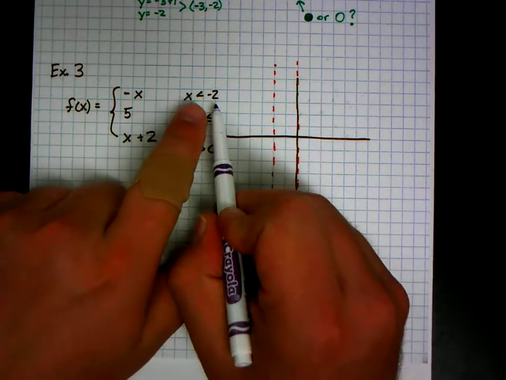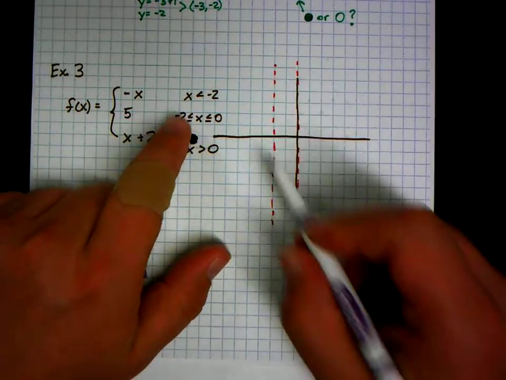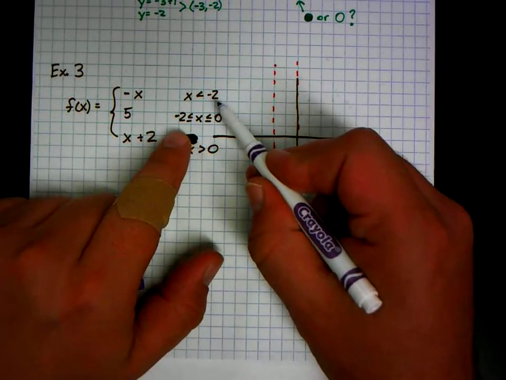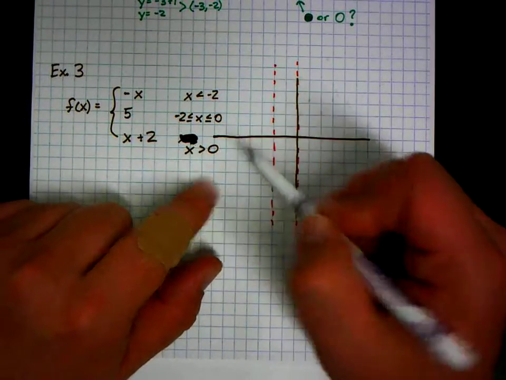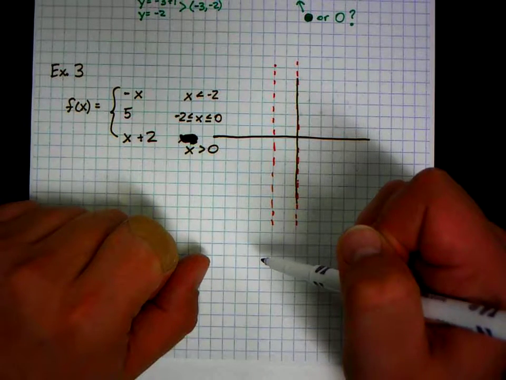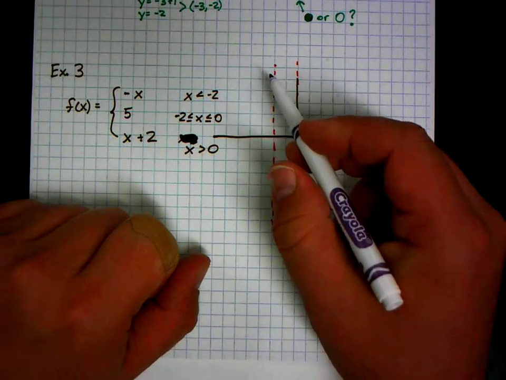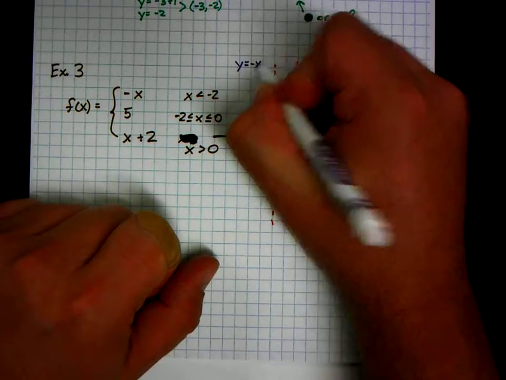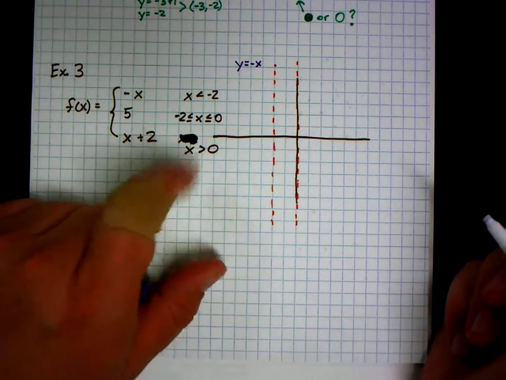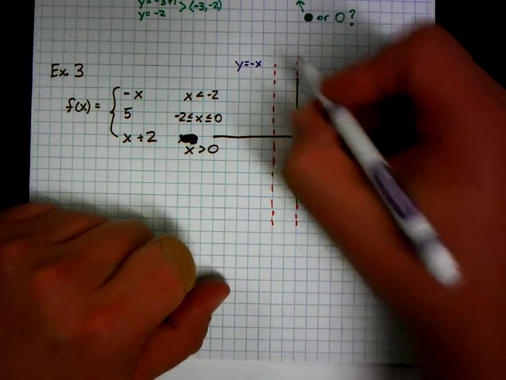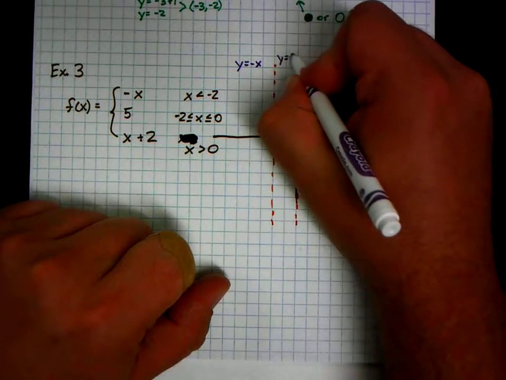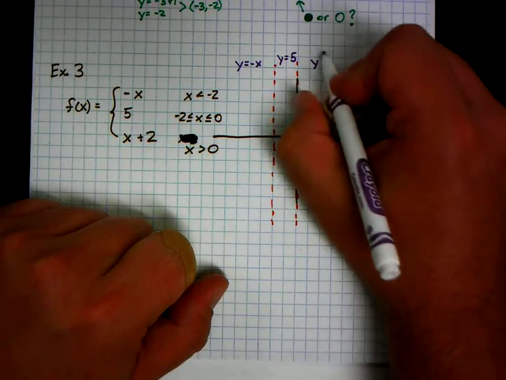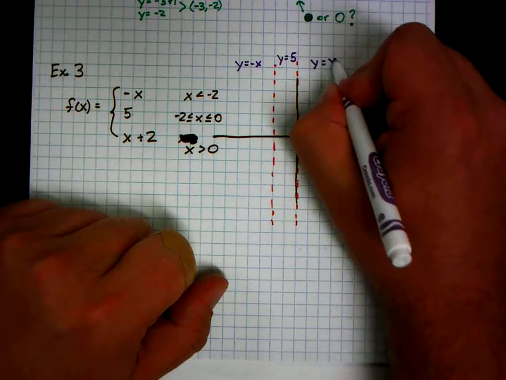Okay, so each of these dotted lines just represents these numbers that are here. I have a dotted line at -2 and a dotted line at 0. Whenever I'm less than -2, I'm going to graph this line. In between -2 and 0, I'm going to graph this line. And to the right of 0, I'm going to graph this line.